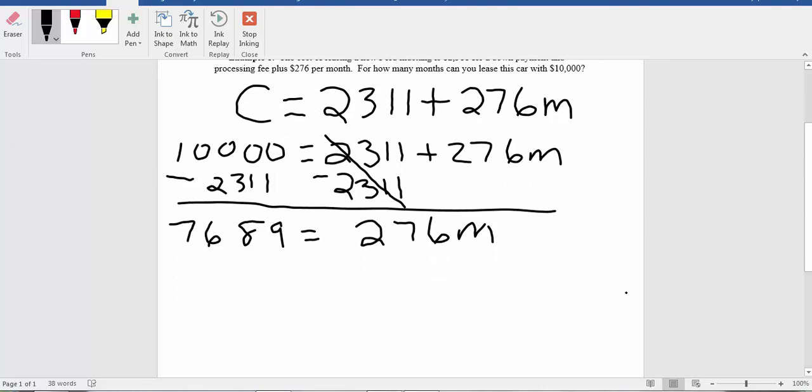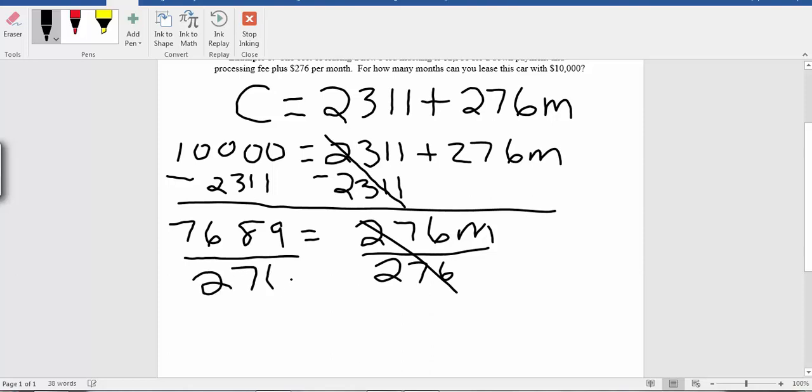Now what's happening between the 276 and the m is a multiplication. So in order to undo that and do the opposite, we want to divide both sides by 276. On the right-hand side, that cancels out. On the left-hand side, we're going to use a calculator and get that answer. And this is a little bit of rounding, but it's 27.86.